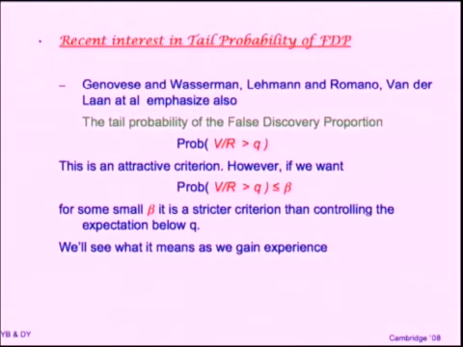Another error rate being offered recently by Genovese and Wasserman, Lehmann and Romano, van der Laan and others, they emphasize the tail probability of the false discovery proportion. That is not its expectation, but the probability that it will be above 0.05. This is a very attractive criterion. However, if we want to control this probability at some low level, less or equal to beta, then it is a stricter criterion than controlling the expectation at Q.